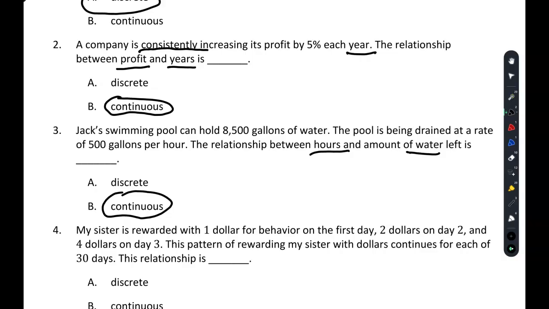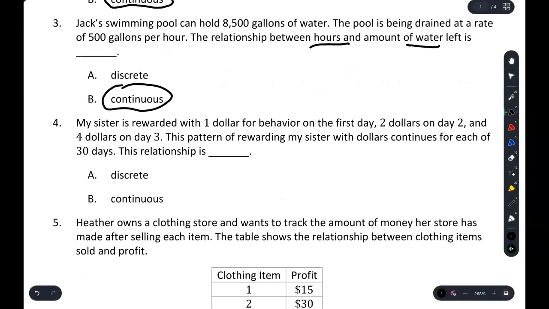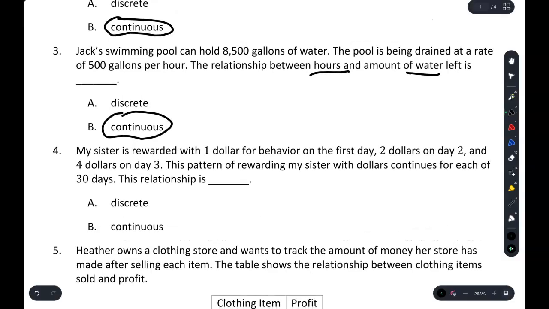All right, let's take a look at number 4. My sister is rewarded with $1 for behavior on the first day, $2 on day 2, and $4 on day 3. So it's 1, 2, and then 4. The pattern of rewarding my sister with dollars continues for each of the 30 days. So the relationship is discrete or continuous? We're looking at the days, and she collects those dollars at a certain time of day. There's nothing going on in between, so this is going to be discrete.